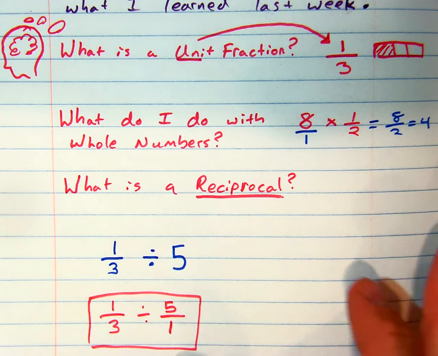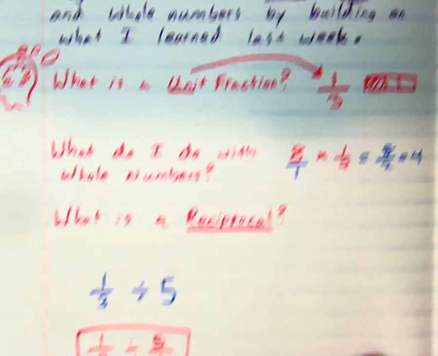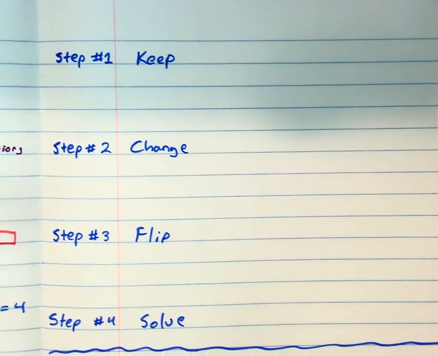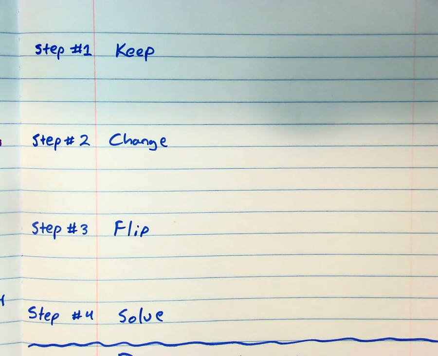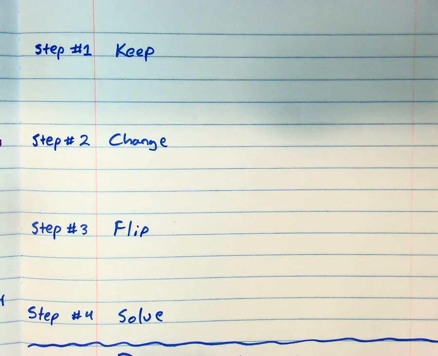All right, and what we're going to do first is we're going to look at the concept of dividing fractions. And I'm going to give you 4 simple steps to solving dividing fraction problems. Once you've got those steps down, I'm going to show you why it works. All right, so let's rewrite our problem over here. And here are our 4 steps. Keep, change, flip, solve. Sometimes we can call solve multiply, but solving nonetheless.